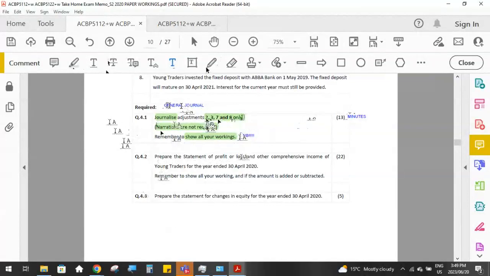Then 4.2 says prepare the statement of profit or loss and other comprehensive income. This one here, please read it carefully, highlight it, stare at it and make sure that you understand. Have they asked you for the statement of profit or loss? In other words, my income accounts minus my expense accounts, calculating my profits. Or have they asked you for the statement of financial position, which is the assets and liabilities?